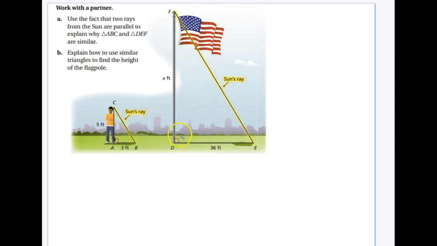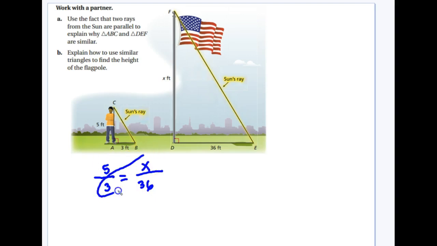Here we have a flagpole that's x feet tall, and the shadow it casts is 36 feet long. So how tall is that flagpole? I'm going to go ahead and use my same method that I used for the last two to figure this out. So I'm going to say 5 feet over 3 feet, so the height over the shadow. Here the height is x. I don't know what the height is, but the shadow is 36.